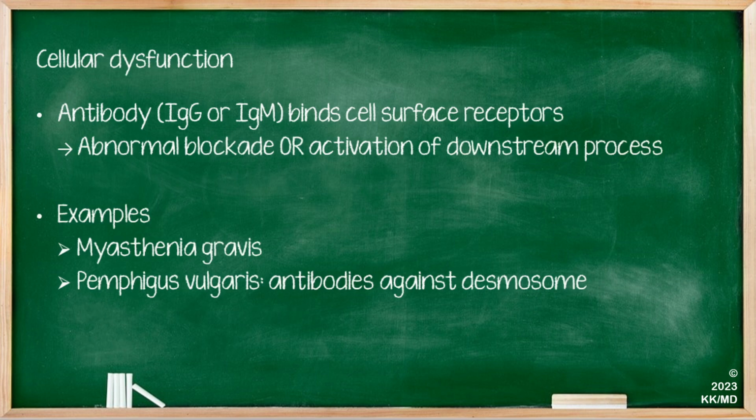With regard to the cellular dysfunction, you have antibody, which is, as previously mentioned, either IgG or IgM, which binds to the cell surface receptors. And as a result of this, you will have abnormal blockade or activation of downstream processes. And the examples of this include myasthenia gravis and pemphigus vulgaris, which is a condition that has antibody against the desmosome.